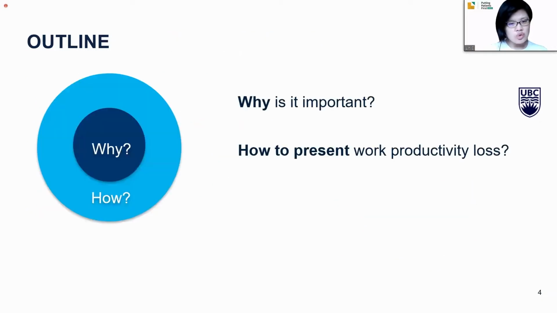In our presentation, we will first talk about why it is important to measure work productivity loss. Then we'll speak to our findings on how to present work productivity loss results.